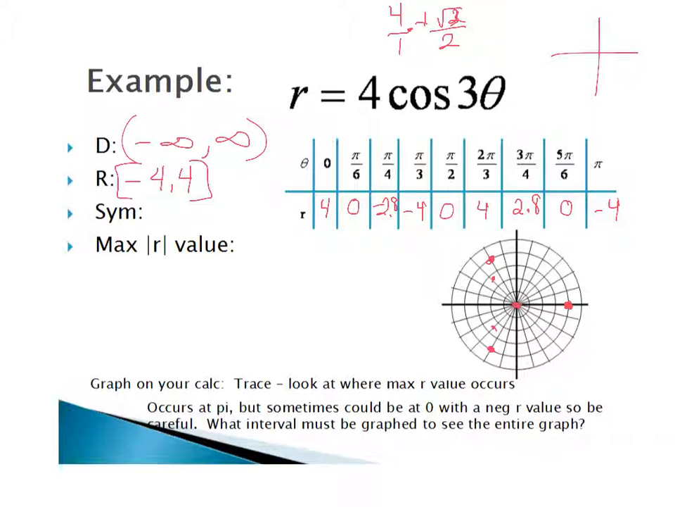Okay, the symmetry on this one. Well, I think I might need to sketch this whole thing before I could pick out my symmetry. But my max R value is the farthest out from the pole that I ever get, which happens there and there and there, and I'm 4 units out. The max R value is 4.